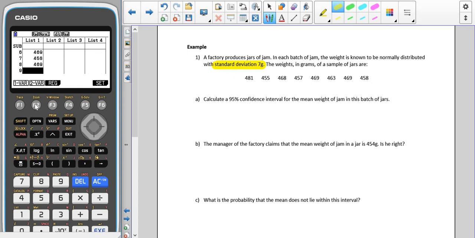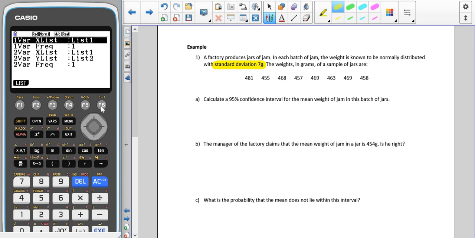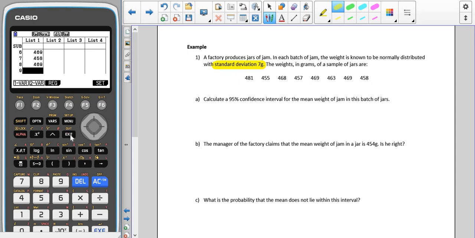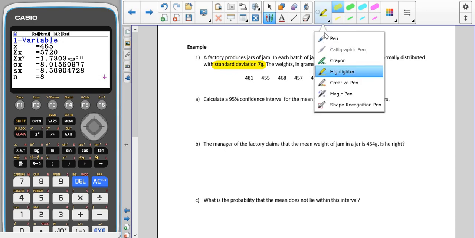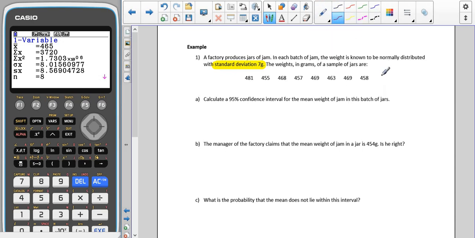So then we're going to calc, set, and because we don't have any frequencies, we want our 1 var X list to say list 1, and we want our 1 var frequencies to just say 1, because remember that tells us that we don't have any frequencies. Then we go to 1 var, and it's this first value that we're wanting to look at. So the mean from our sample is 465. And as I just said, the N is 8.